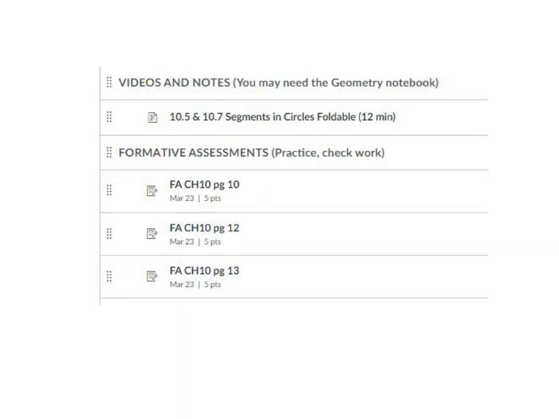So looking at the new stuff for this week, you can see that you're going to be working with sections 10.5 and 10.7. Those are different types of segments in circles. That is the last piece of your foldable that needs to be completed, and that's about 12 minutes long. And then you're going to have 3 formative assessments that not only go just with this, but kind of pull everything together.